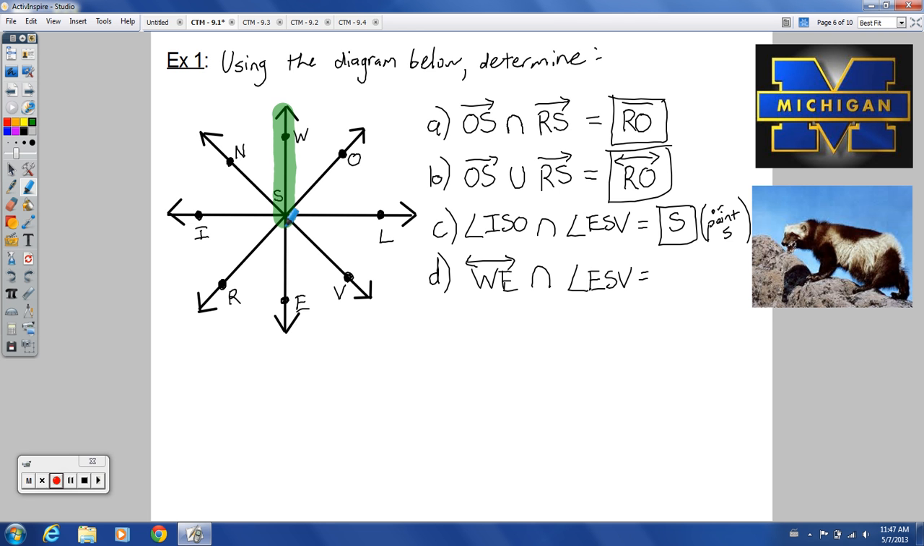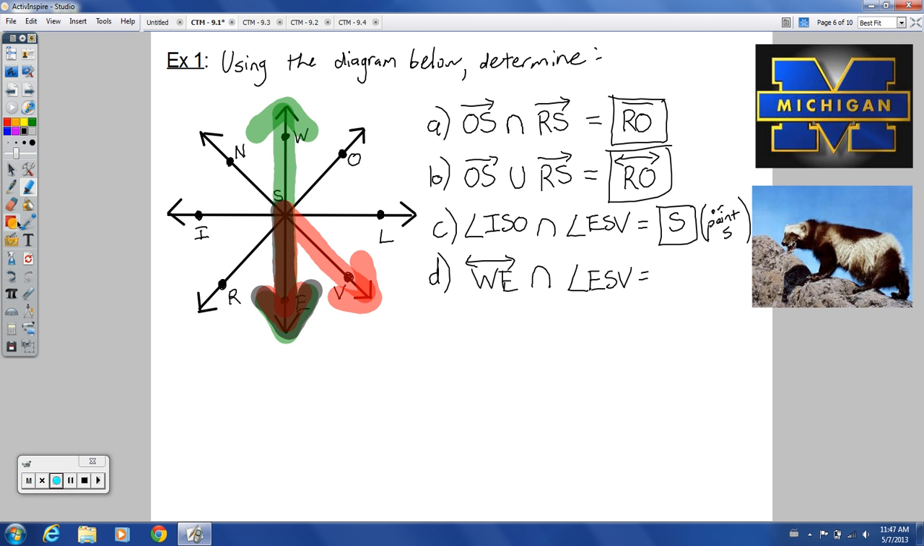Green, there we go. Line WE is this one. And angle ESV is this right here. So it's saying intersection. What do they have in common? Well, I noticed that the parts that are colored in both highlighted parts are right here, from here to here. So I've got this in common from S through E. They both are sharing that.